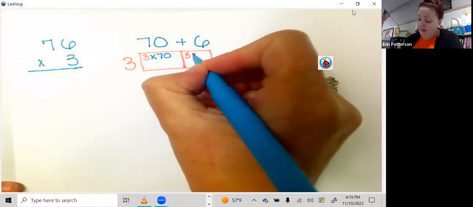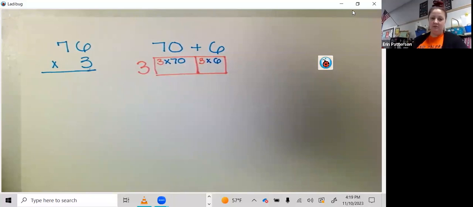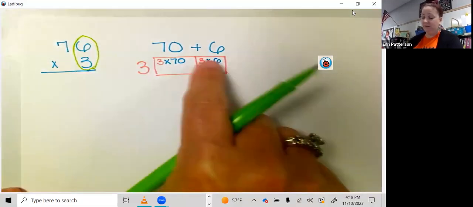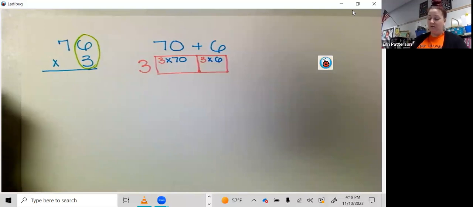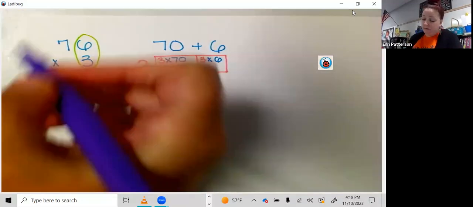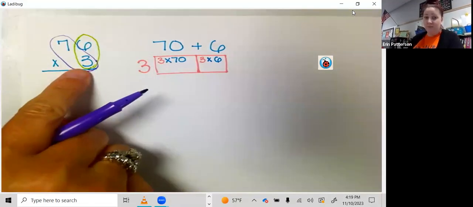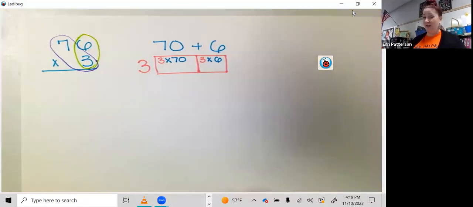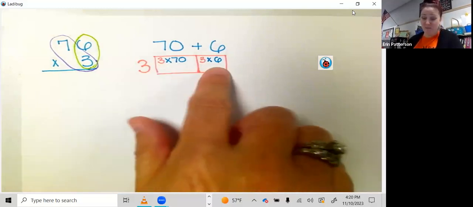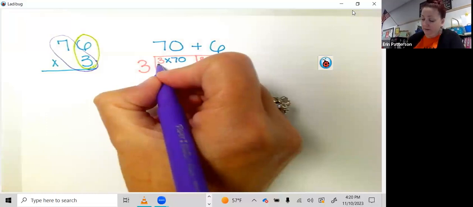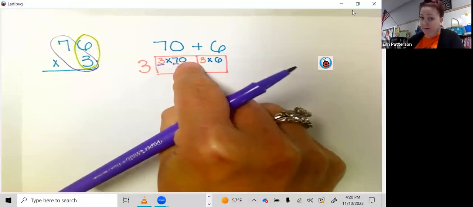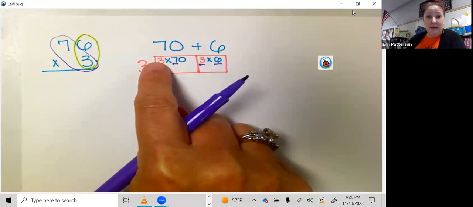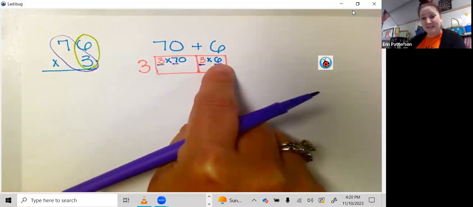3 times 6. And you'll see over here, if we were to multiply 3 ones times 6 ones, there's the 3 times 6. And here, 3 times 7 tens. There's the 3 times 7 tens represented. Now I'm going to underline everything in here that's not a 0. That's not a 0. That's not a 0. Not underlined, that's a 0. That's not a 0. That's not a 0. So I've underlined what we call the basic fact: 3 times 7 and 3 times 6.